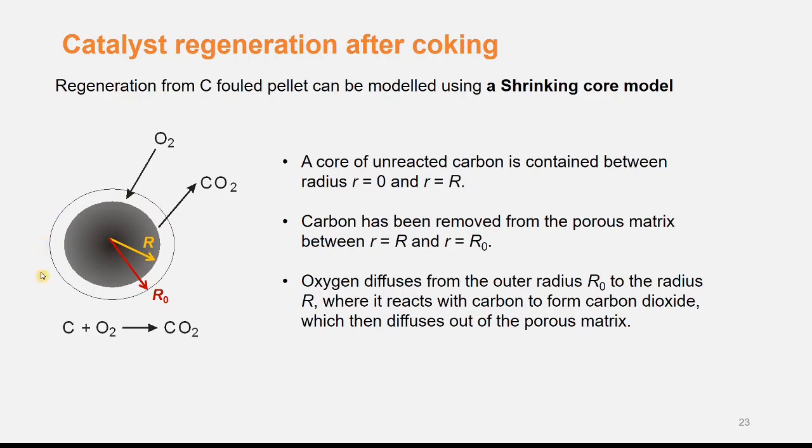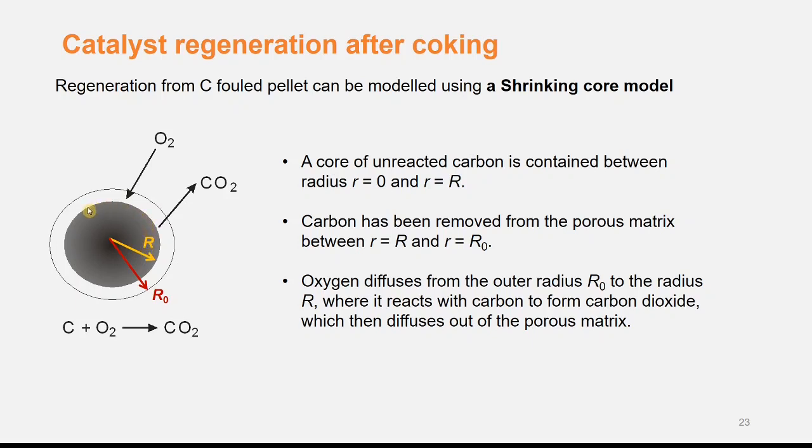So here we can see a diagram of the coked catalyst pellet that is being regenerated by burning the coke with oxygen. The catalyst pellet has a radius R0, which is also the radius of the core, or unreacted coke, at time equal to 0, when the pellet is covered completely with coke. Capital R is the radius of the core at time t. The core is shrinking, so obviously you would expect capital R to decrease with time.